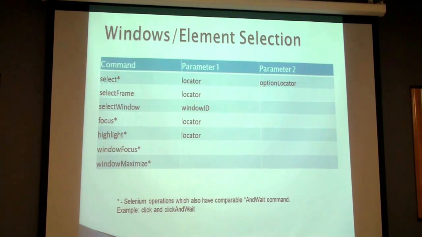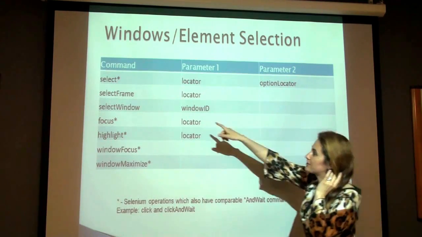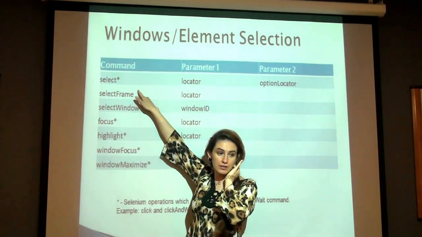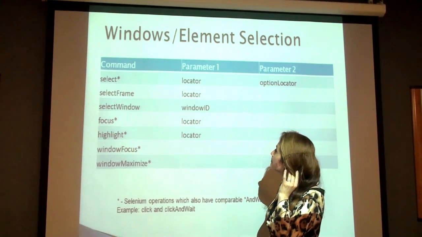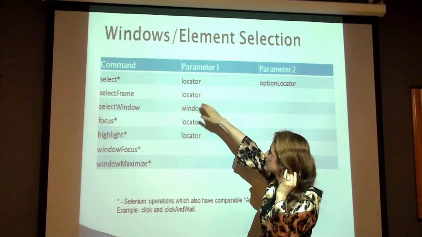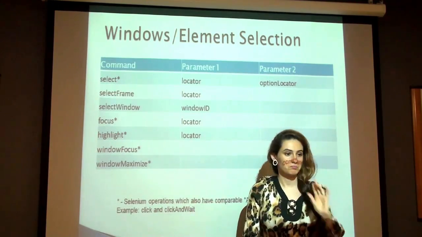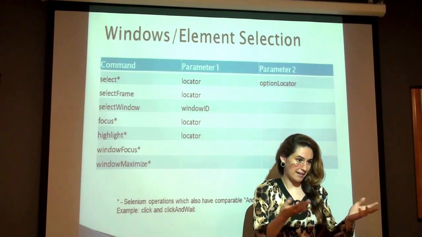Alright, select. You guys already ran into select once, right? Now select is special because it actually takes two locators. It doesn't take a locator and a value. It takes a locator and then the location of the option inside that element, right? So it's going to find your dropdown, and then you're going to have to tell it which location in the dropdown to actually select, right? So it's a special one, two locators. Select frame, we talked about a little bit. We're going to talk about it a little bit more later. But basically, again, it takes the frame ID in our case, or name, or whatever.